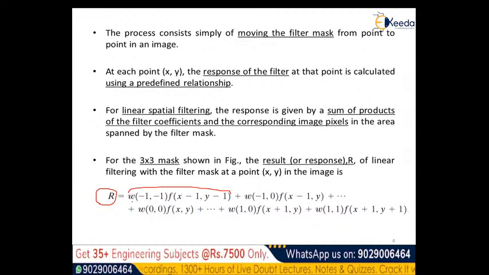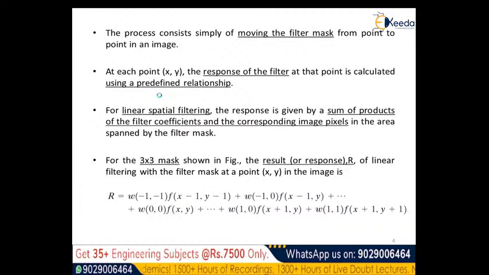W(-1,-1) is to be multiplied by F(x-1, y-1). As we are going to have it stacked overlapping onto the image plane here, this particular filter coefficient is to coincide with this particular image pixel here. They are to be multiplied. All such 9 multiplications are to be collected and finally added with each other. They have to be summed up. So this is the mathematical representation of what we call the linear spatial filtering.